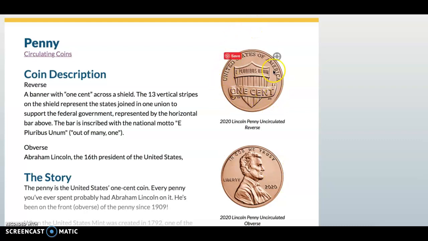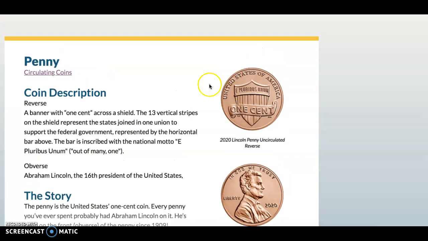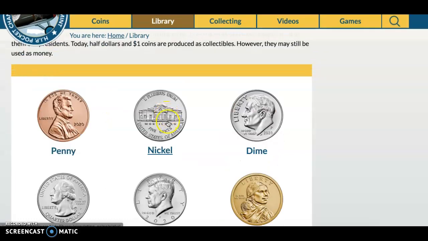On the back of the current penny is a shield that says "E pluribus unum," which means out of many, one, and it says United States of America and 1 cent. So, things to remember: it has Abraham Lincoln on it, and on the back it gives you the major hint that it says 1 cent. The original pennies were made out of pure copper. Today, pennies are made out of copper and zinc.